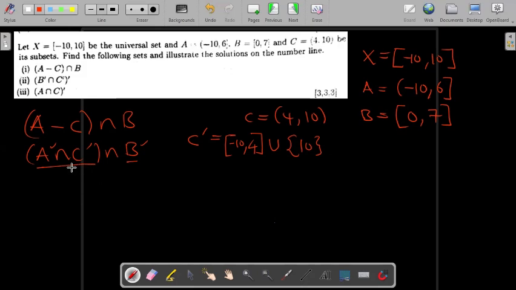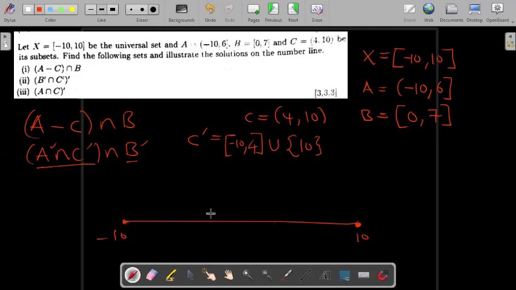I have my A, I have my C complement, and I have my B as well. I can actually plot this such that I'm able to see it. So now, how is this going to look? Okay, so this here is my universal set. It's going from here, -10, to that side, +10. And see, I've shaded in these two circles, which means they are included. They're part of that set.